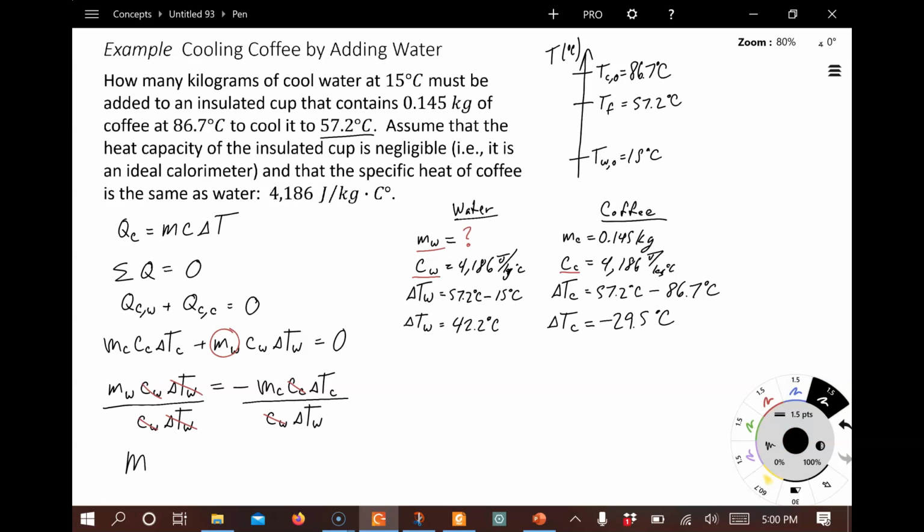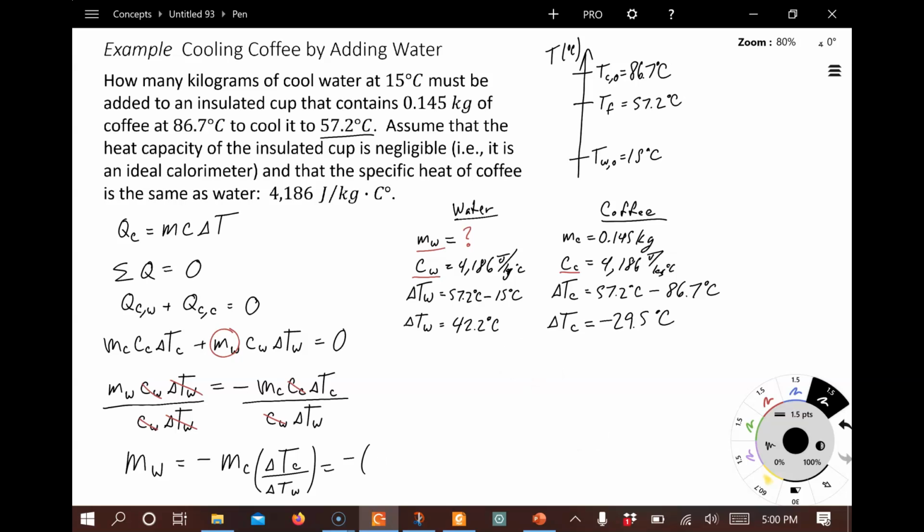Mass of the water is going to be equal to minus mass of the coffee multiplied by the change in temperature of the coffee divided by the change in temperature of the water. Now the mass needs to be positive, right? So if we've done everything right, we should come up with a positive mass.